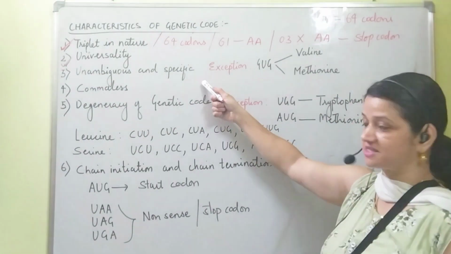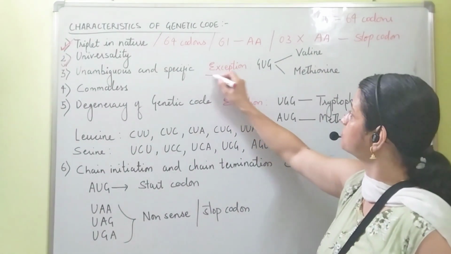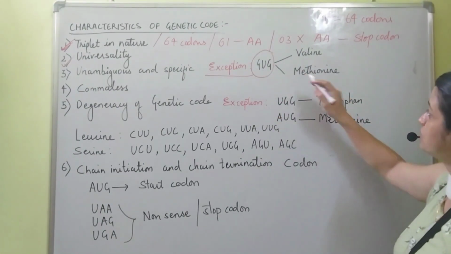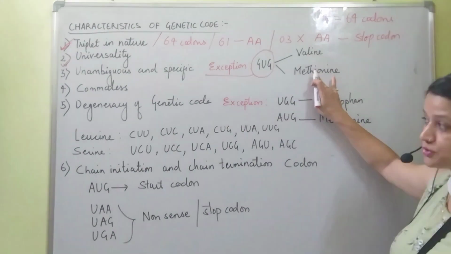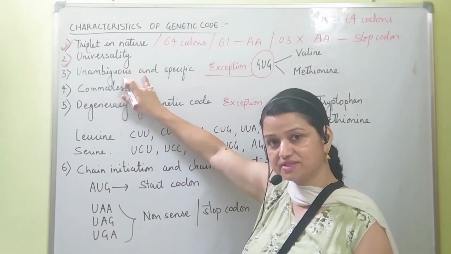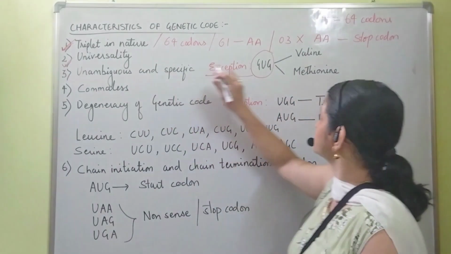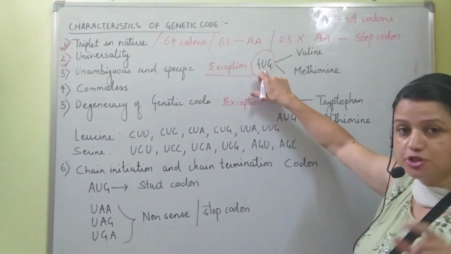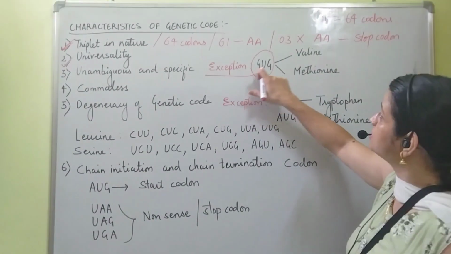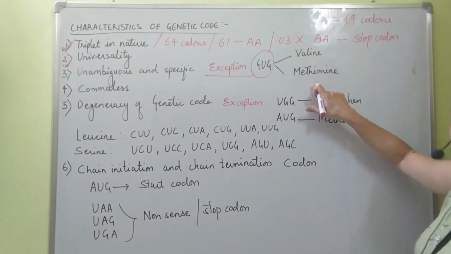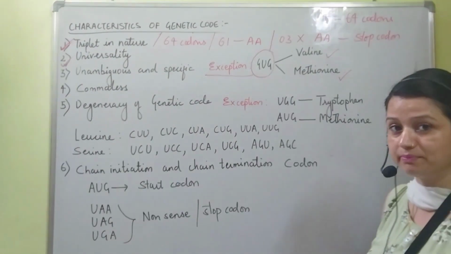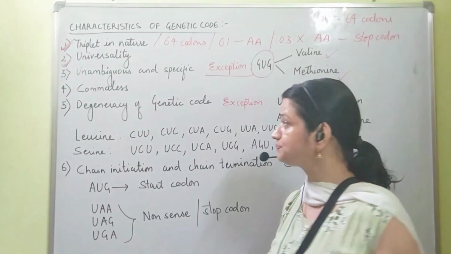But there is some exception. We will focus on the exception. The codon GUG codes for 2 amino acids. I told you that the genetic code is unambiguous and specific. It means this codon GUG should code for 1 amino acid, but the exception is that GUG codes for 2 amino acids, that is valine and methionine. So you have to remember the exception case also.